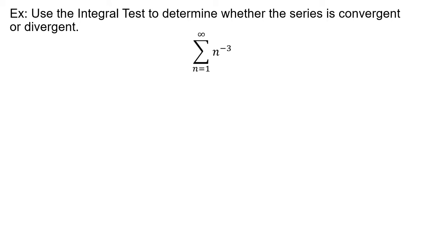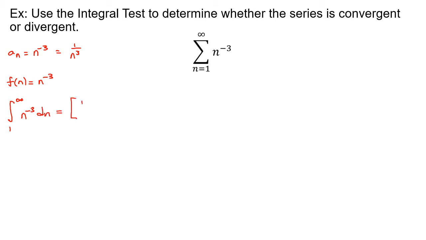Okay, so for example, let's use the integral test to determine whether the series is convergent or divergent. Notice it doesn't say to find the sum, because most of these we can't find the sum for anyway. So our a sub n would be n to the negative 3, or you could write it as 1 over n cubed. It's the same thing. A function of n would be n to the negative 3. So if I do the integral test, I would integrate from 1 to infinity of n to the negative 3 dn, which is just a simple power rule, really.